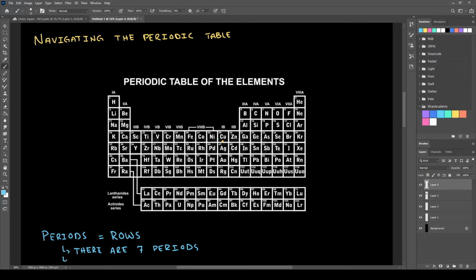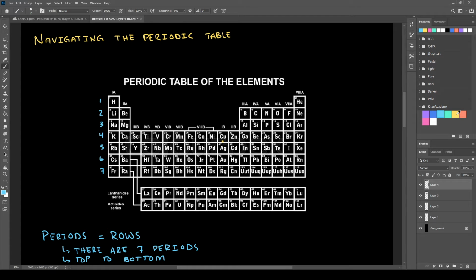And we are going to label them top to bottom. So first period is at the top, second period, third period, fourth period, fifth period, sixth period, seventh period. So all of those are periods. So if we were to look, for example, at carbon over here, carbon is in the second period.